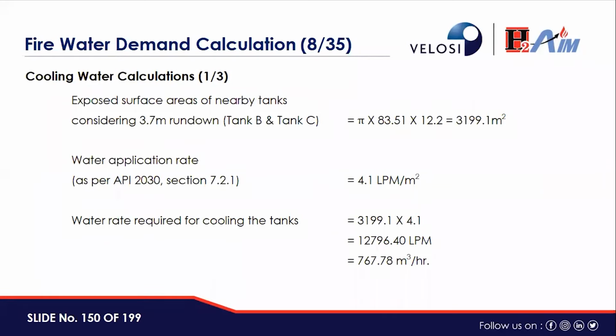So this is for the cooling water calculations. The exposed surface area of nearby tanks, considering the 3.7 meter rundown tank BNC, was 3199.1 square meter. The water application rate as per API 2030 section 7.2.1 is 4.1 liters per minute per square meter. The water rate required for cooling the tanks is area multiplied by water application rate. We come to know it in cubic meter per hour.